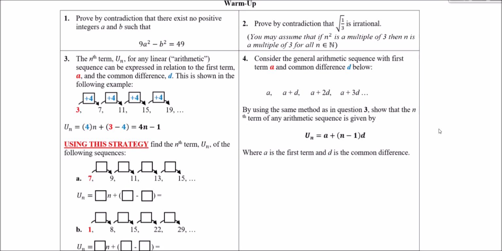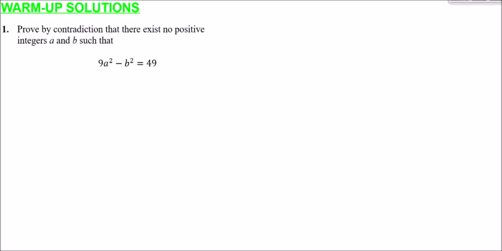Okay, so without further ado, let's have a look at worked example 1 to this warm-up. This is question 1 of the warm-up, an adaptation of a past paper question, so you might be asked something very similar to this. What we've got here is to prove by contradiction there exist no positive integers a and b such that 9a squared minus b squared equals 49. We're told it's by contradiction.